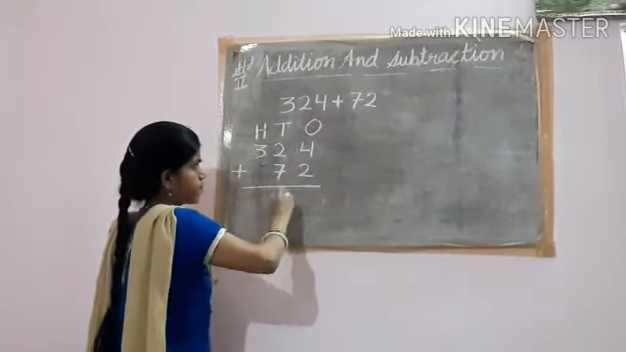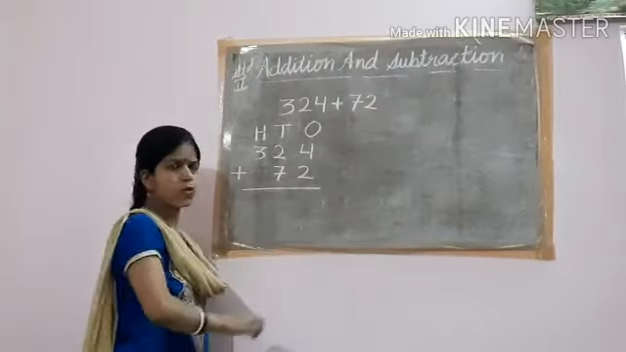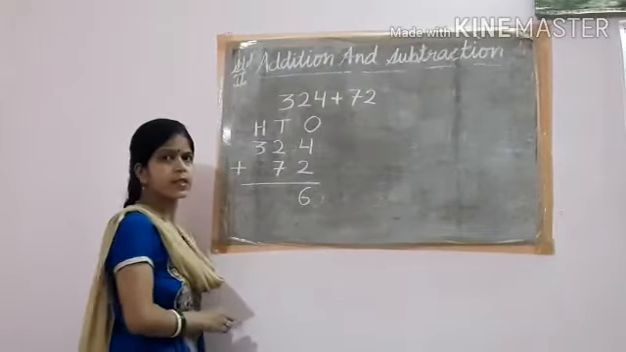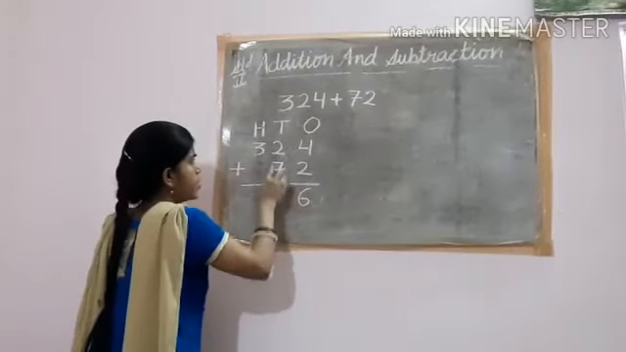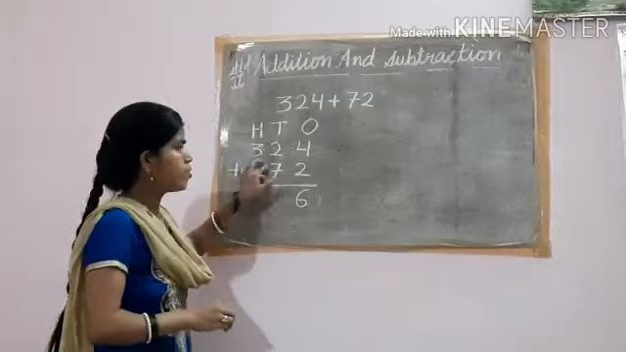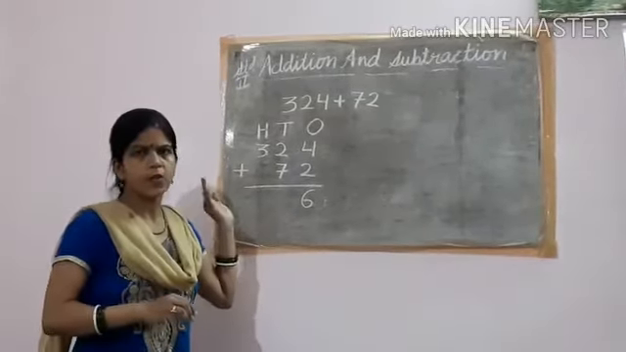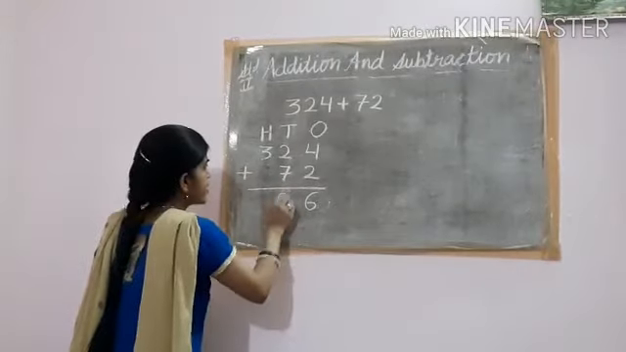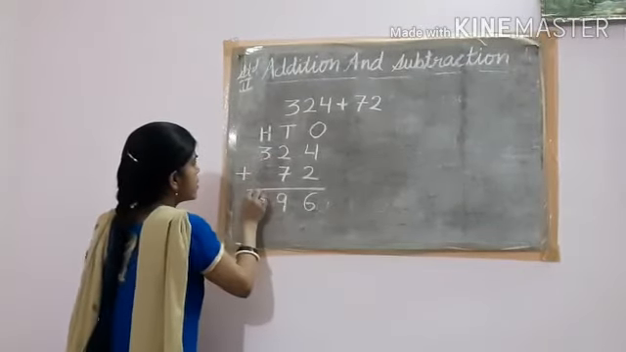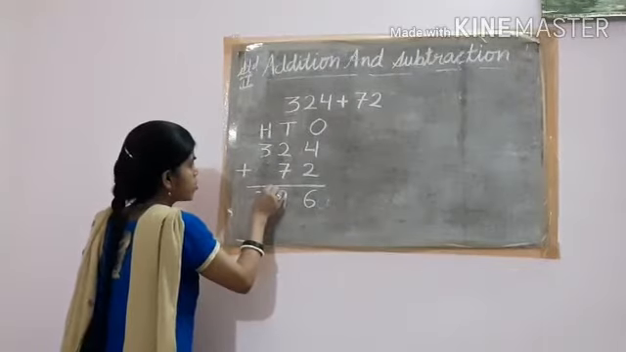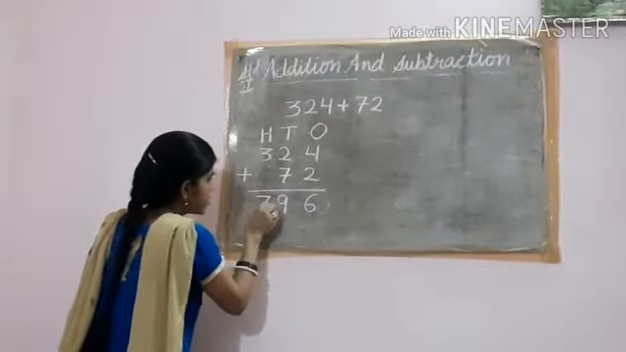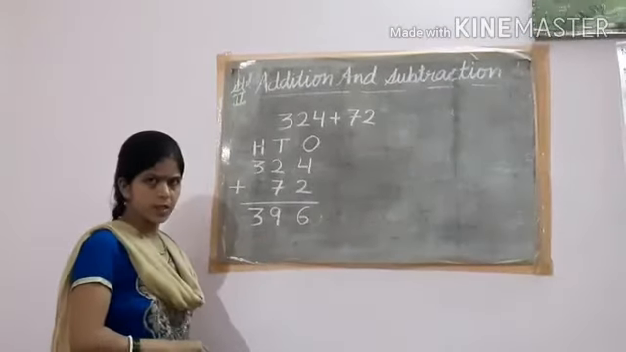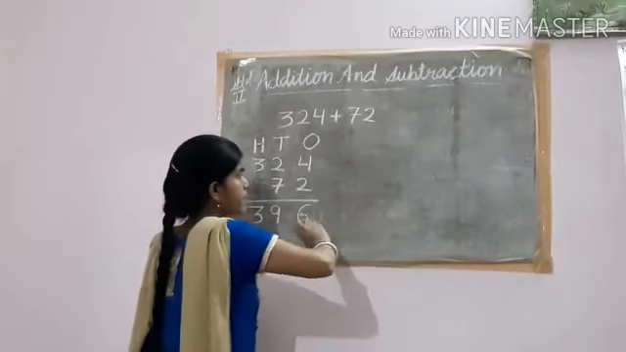Now add these two. 4 plus 2, 6. 2 plus 7, that is 9. If you don't know, you can count on your fingers, but children, I hope you now know how to count these small numbers. And then 3: no number is below, so nothing is there, so 3 will come. So the answer is 396.